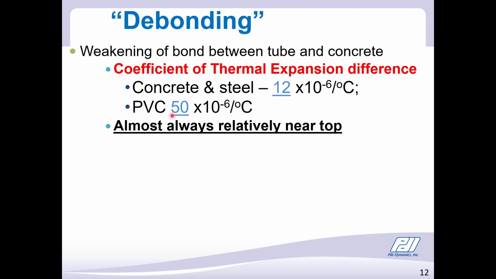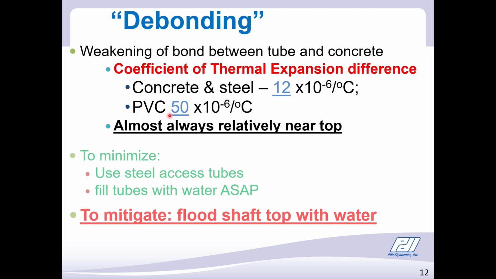Generally, we find debonding always relatively near the top of the shaft. For some reason, the deeper locations don't seem to have debonding issues. To minimize or eliminate the problem, use steel access tubes because of the good agreement in thermal expansion coefficients. And good practice always fills the tubes with water as soon as possible after the concrete has been installed. And to mitigate the problem, we can flood the top of the shaft with water.